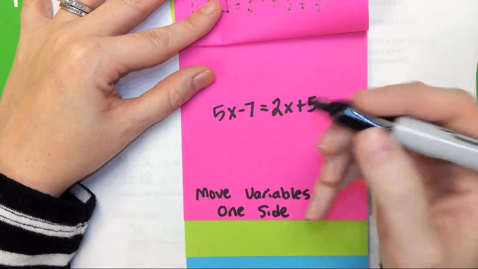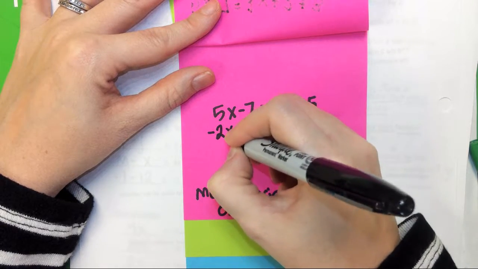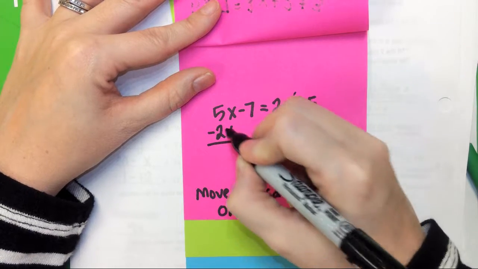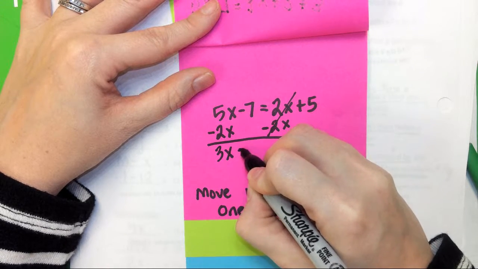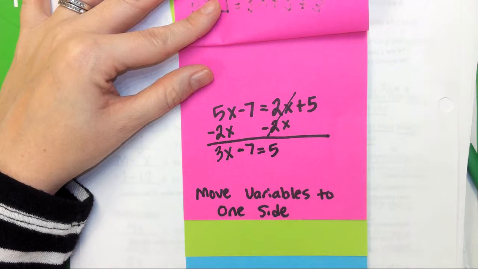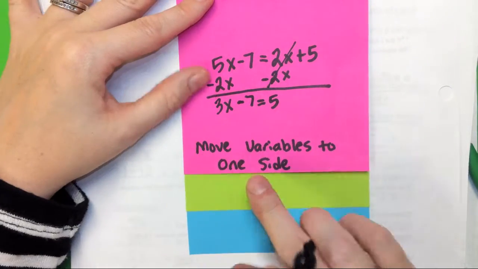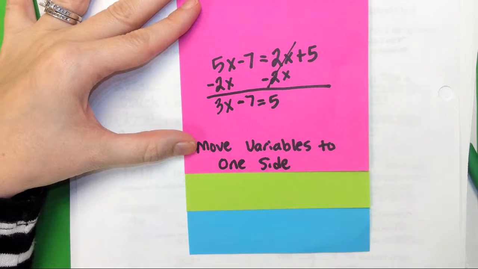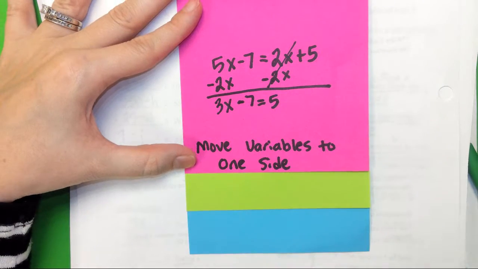Since it's positive 2x, I'm going to subtract 2x. And these will cancel. And 5x minus 2x is 3x. And I'll bring down all the other terms. So I have 3x minus 7 is equal to 5. Once we have all of our variables on one side, the next step is to move constants to the other side. These numbers that don't have a variable next to them, those are the constants.